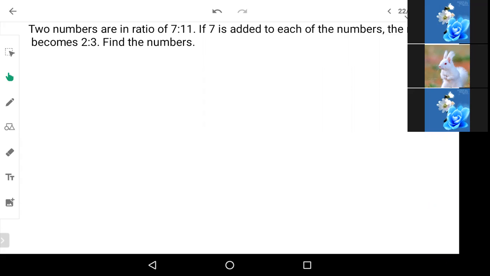Now, if 7 is added to each of them, so to each number if I add 7, then the ratio will change from 7 is to 11. Rather than 7 is to 11, it will change to 2 is to 3. So, we are supposed to find the numbers. So, firstly, we have to define which are the two numbers and what will be the expression when we add 7 to that number. Okay, and then we will solve for the number. So, let us define one by one.